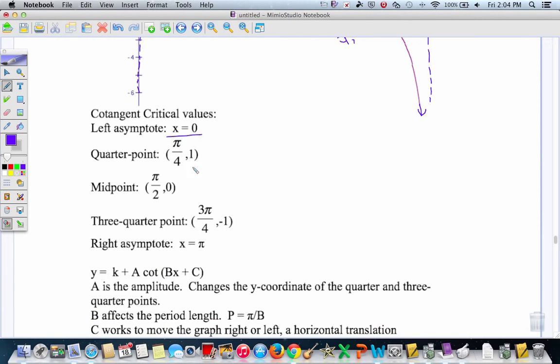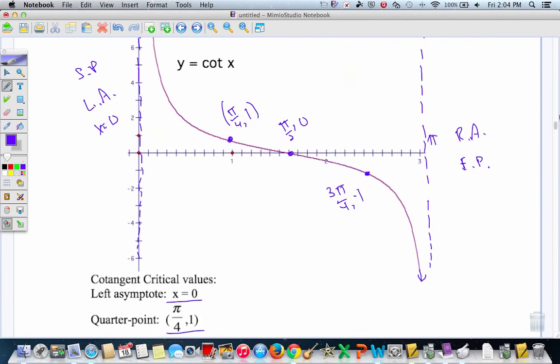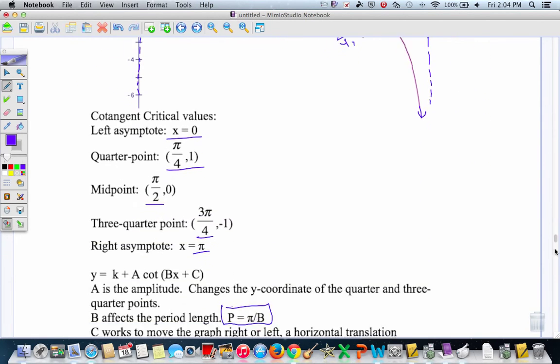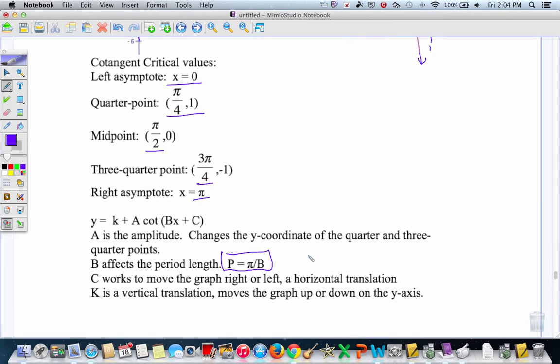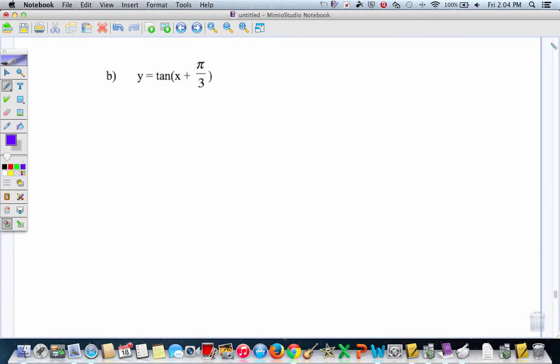Here's our left asymptote line again, x equals 0. Quarter point at pi over 4, midpoint at pi over 2, three-quarter point at 3 pi over 4, and right asymptote line at pi. There's our k, a, b, and c, the same values. Again, noting our period length for cotangent is also pi divided by b. You can see that by the fact that we go from 0 to pi up here, so period length is pi. Tangent and cotangent both use pi divided by b, whereas sine and cosine use 2 pi divided by b.